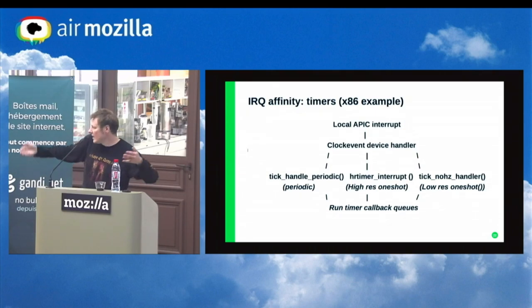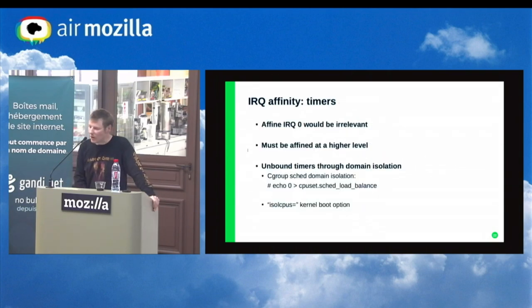And actually, in the end, all of these handlers end up calling the timer queue. So actually, none of this was relevant. I just found it was funny to display. So in the end, finding RQ0 is completely irrelevant because this is a low-level part of the timer handling. So you need to find them at a higher level.